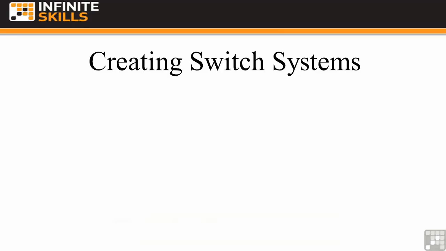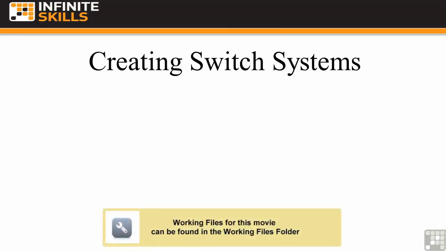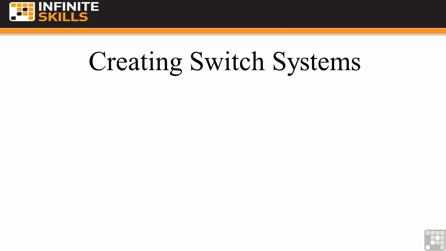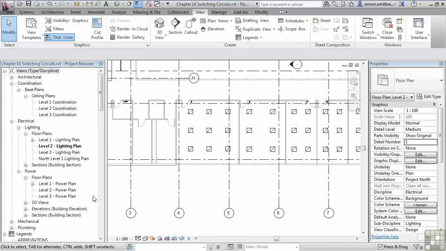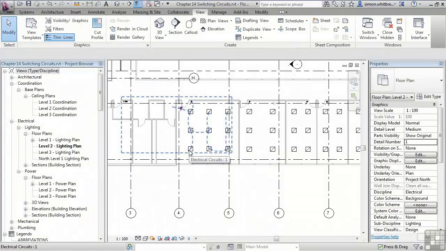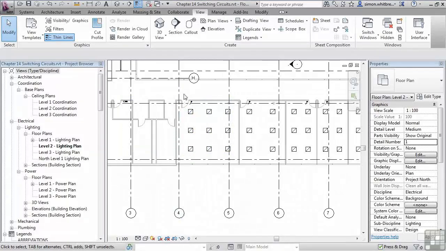From the Startup screen, click on Open, browse to your Chapter 14 folder, and open the file Chapter 14 Switching Circuits. This exercise is a follow-on from one of the previous ones about creating lighting circuits. To do this, carry on in Level 2 Lighting Plan. In the previous exercise, we created lighting circuits and connected them to a distribution board. In this exercise, we want to create switching circuits.